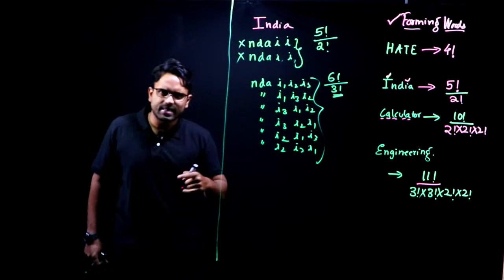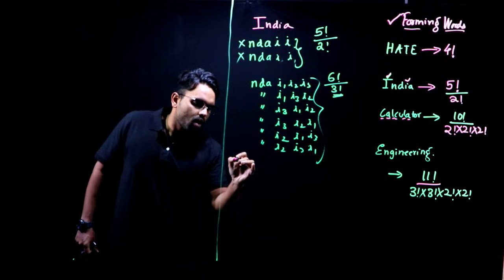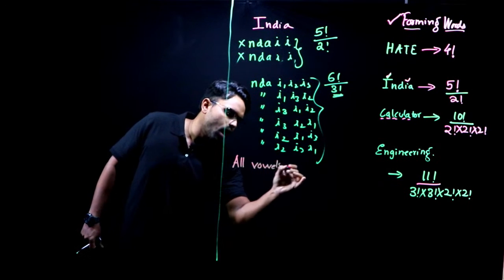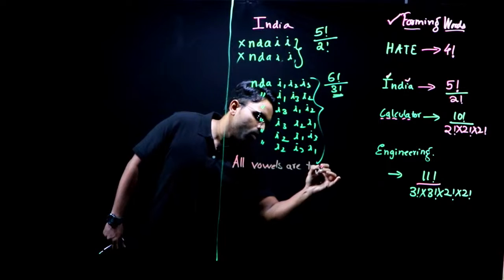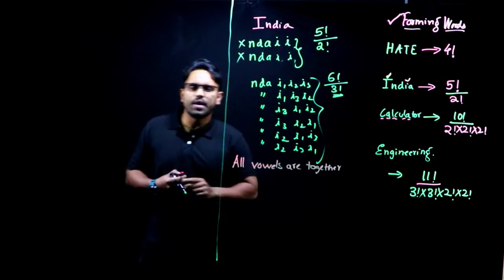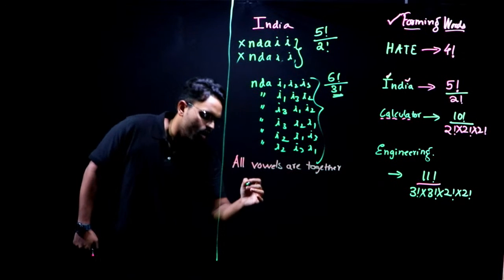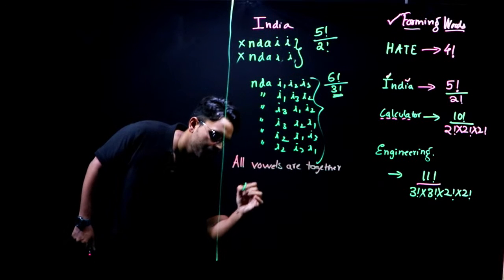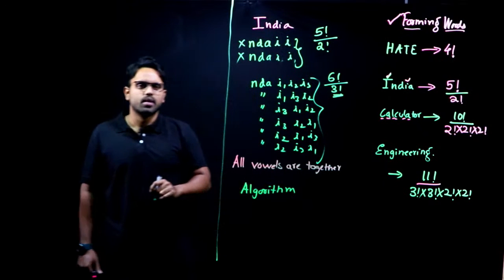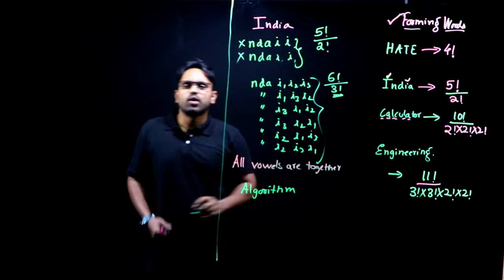Now, the next question is something like this. Pay attention. All vowels are together. The condition is that all vowels are together. How many words can be formed using the word algorithm if all vowels are together?